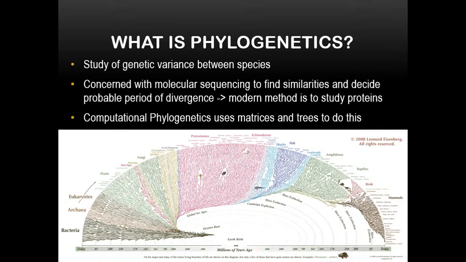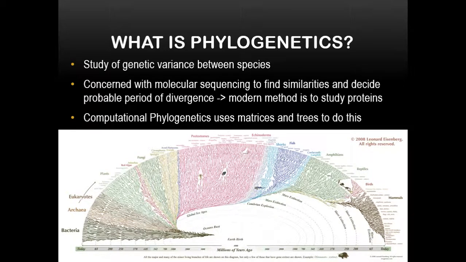So, phylogenetics. Phylogenetics is the study of genetic variance between different species, and in this example, it's the variance of different protein structures. So this is like a molecular sequencing topic. What you're doing is finding the probable period of divergence between two species, and you're making trees based on the protein differences. I'll show you that in a second.